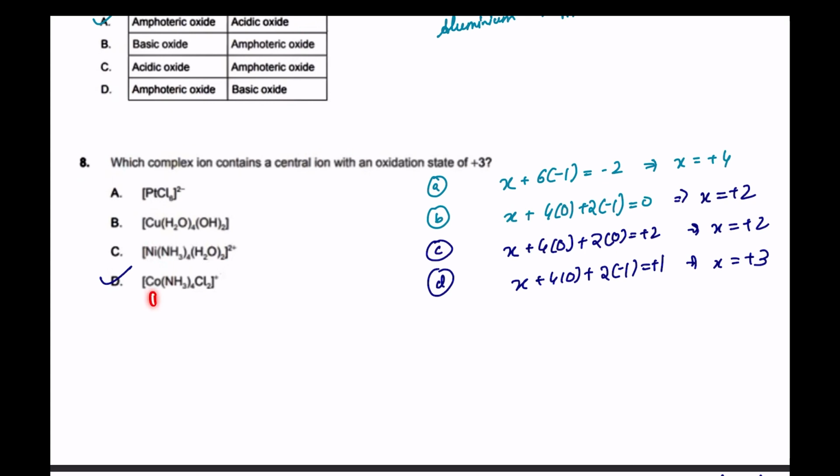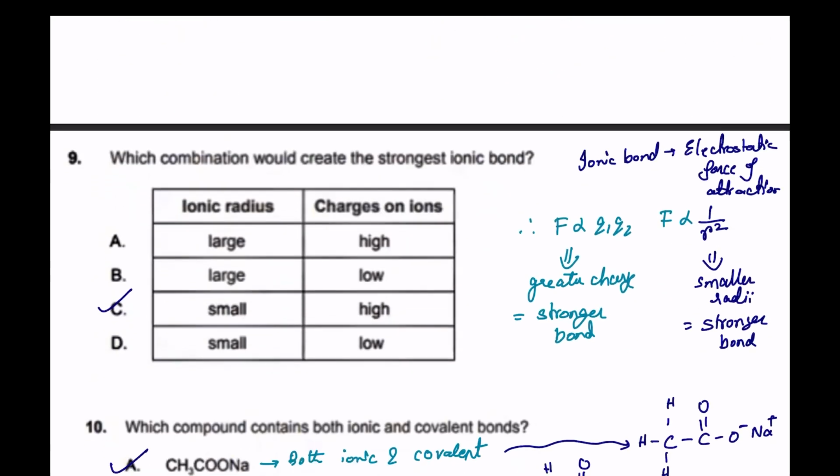So let's check it. Here, cobalt is our central ion. NH3 is obviously 0 and Cl is -1. So X plus 4 times 0, as the oxidation state of NH3 is 0, and 2 times -1 for chlorine, will be equal to +1, because +1 is the charge on this complex. Upon solving, we get X as +3. And yes, in option D, the oxidation state of cobalt is equal to +3. That is the correct answer to this question.